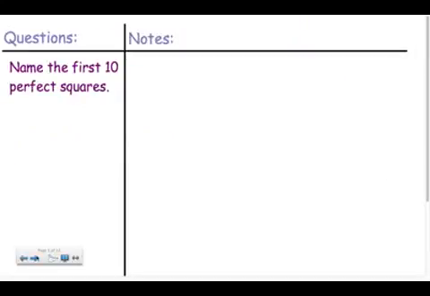All right, as review, I would like you to name the first 10 perfect squares. I'm not going to write them out because at this point you should be able to do it on your own, but I'll get you started. 1 squared is 1, 2 squared is 4, 3 squared is 9, go all the way up to 10. You'll want to use that list for the lesson today.